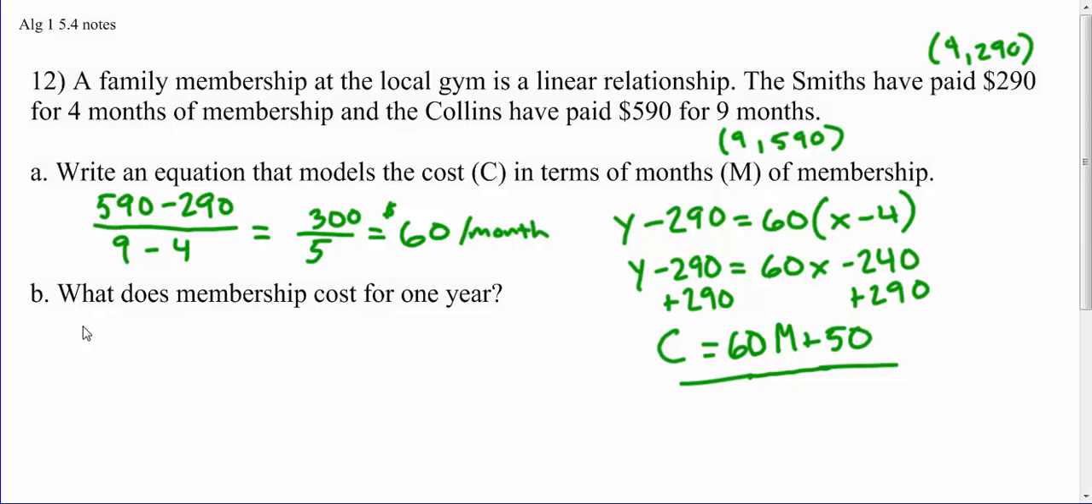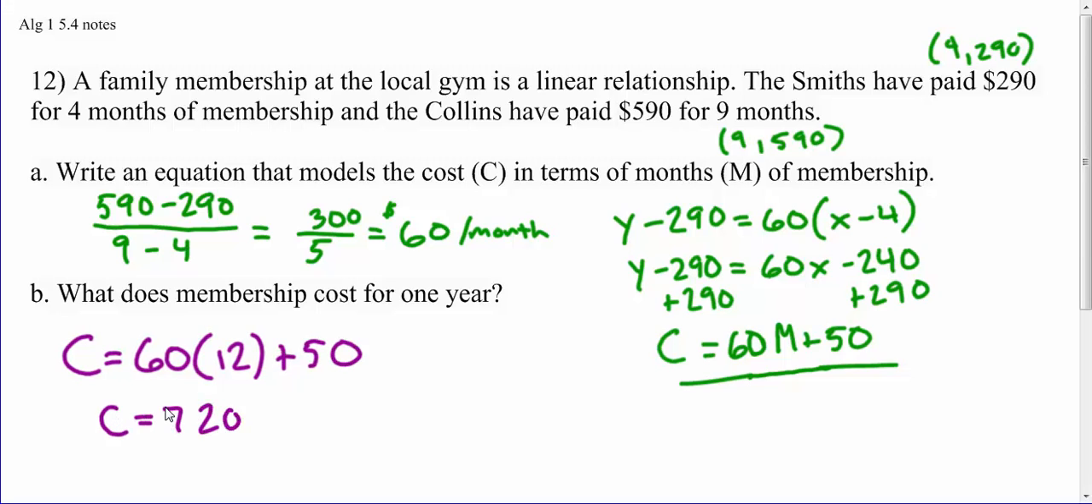All right, last question here. What does it cost for membership for 1 year? That would, of course, be 12 months, so we would do 60 times 12 plus 50, so the cost would be 720 plus 50, or $770.